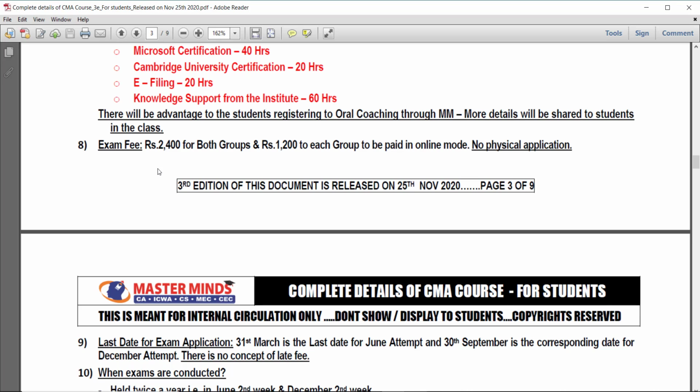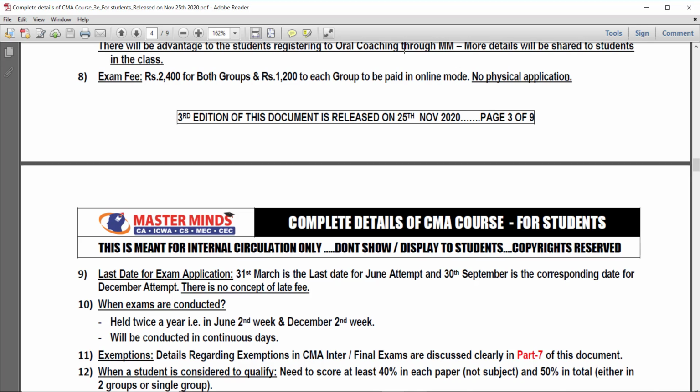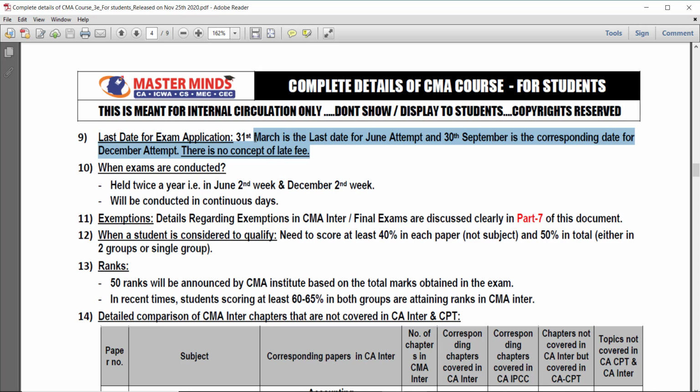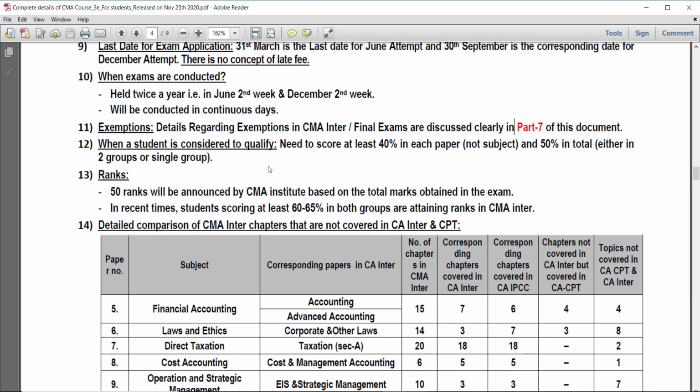And if you are writing the second group in the December 2021 attempt, then you have to pay an examination fee of 1,200 for that particular attempt along with your exam application for December 2021. There is no physical mode of applying; you have to submit your exam application online itself, and pay this examination fee online. That's it. The last day for exam application is the same as CMA Foundation, and exams are conducted in the months of June and December, same as CMA Foundation. Roughly, CMA Inter exams will commence from December 10th or December 11th, the most probable dates. And exemptions I will discuss in a later part of this document.